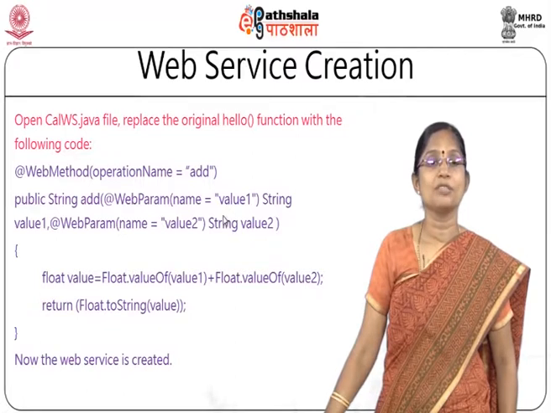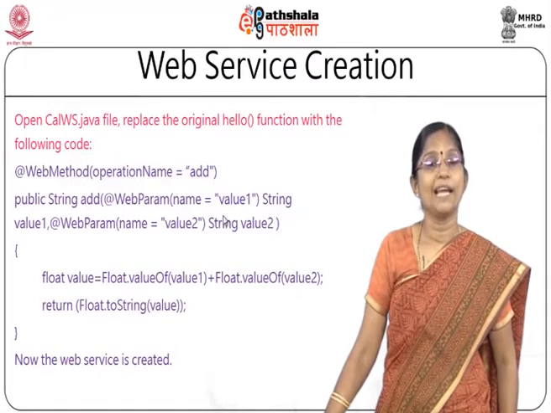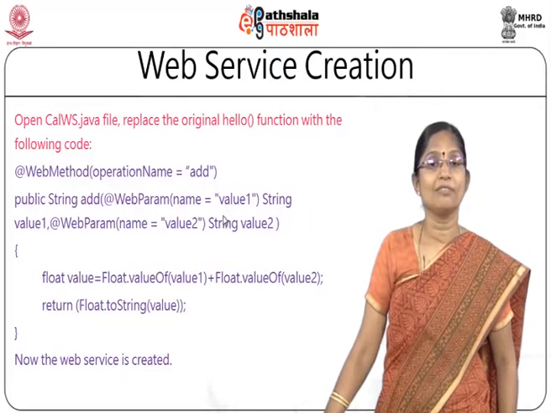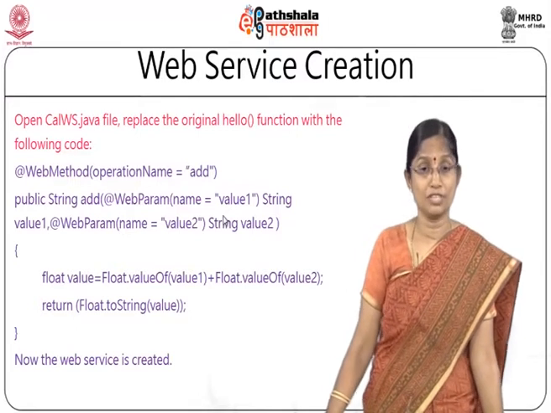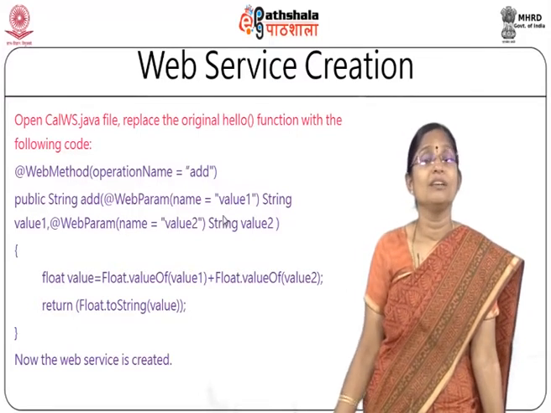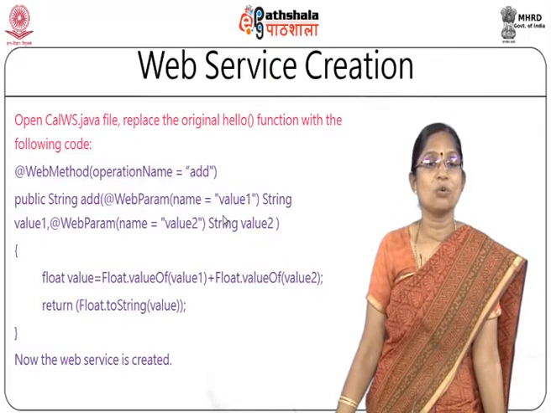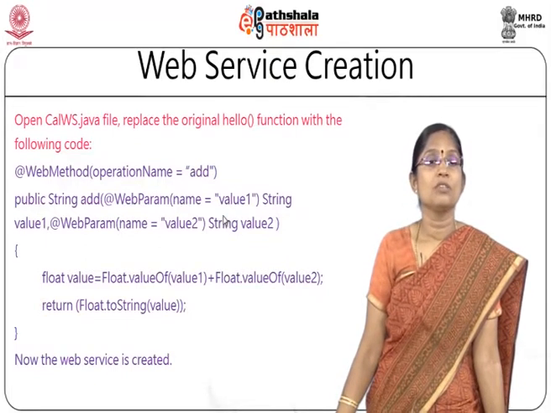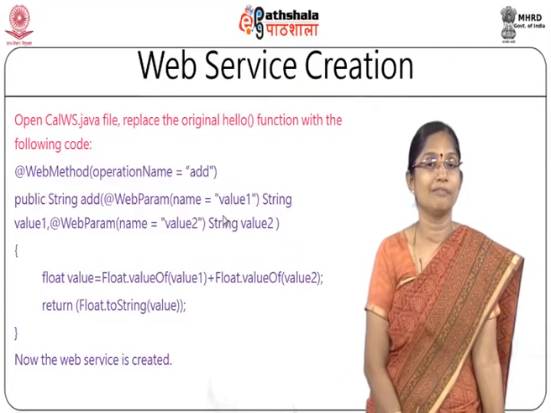The calculation behind this add operation is going to be: float value is equal to the floating point value of value1 and the floating point value of value2. Both of them have been added and stored in the resultant value. Then we return this value. Now the web service has been created for add.